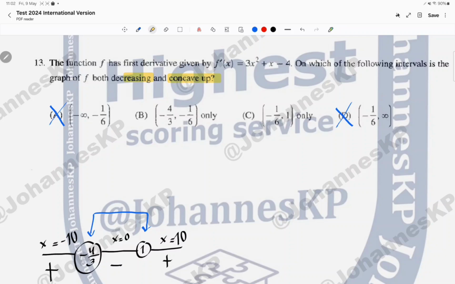Do you know what that means to be concave up? Going up. Like opening up. No. It means you take your second derivative, you equalize it to 0, you find the inflection point, and you also do a sign test. So now, let's take our second derivative. What's the derivative of 3x squared? 6x. Derivative of x? 0. No. 1. Equalize your second derivative to 0. x equals minus 1 over 6.